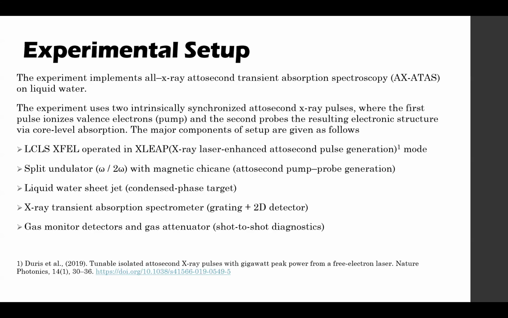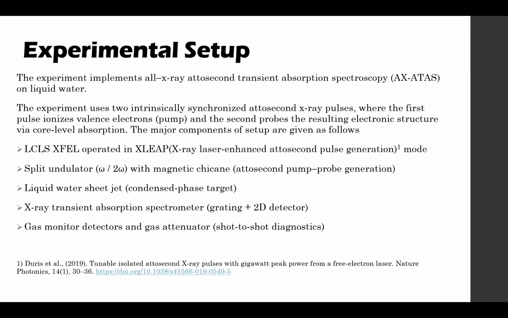And then as a target, we have a liquid water sheet jet. In order to study the spectra, we have an X-ray transient absorption spectrometer. This is a 2D detector, which gives a plot with the photon energies on the x-axis and the spatial profile and the intensity profile on the y-axis. And then you have the gas monitors and gas detectors for shot-to-shot diagnostics.